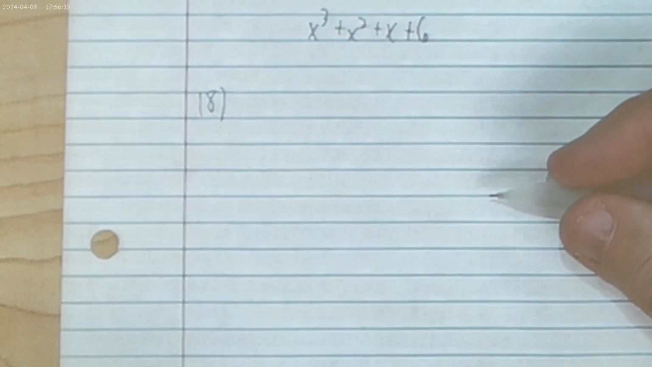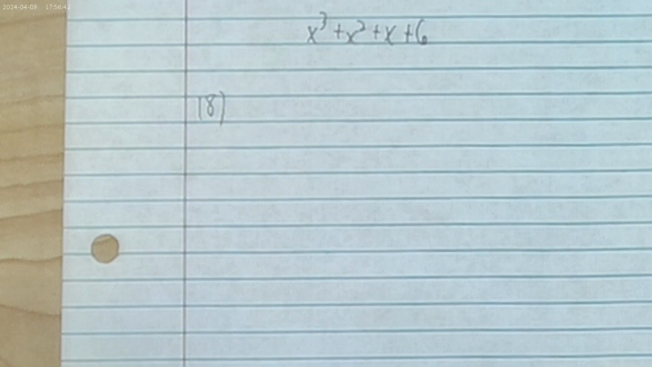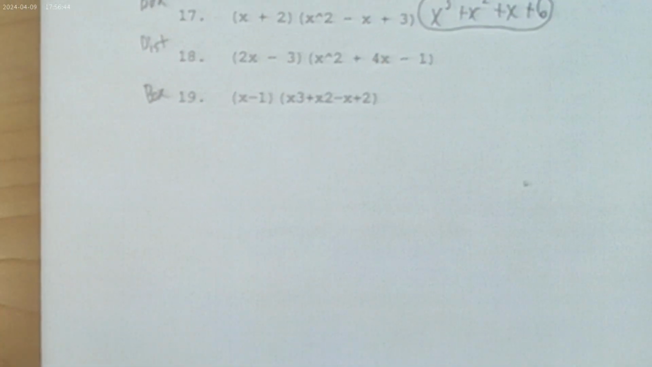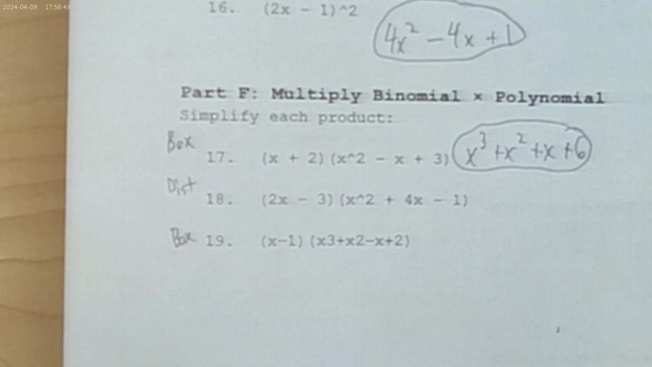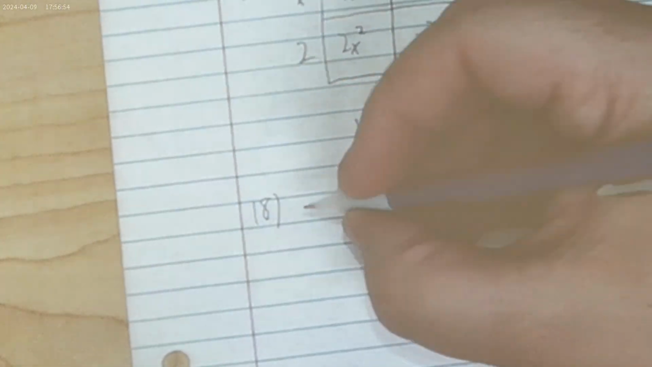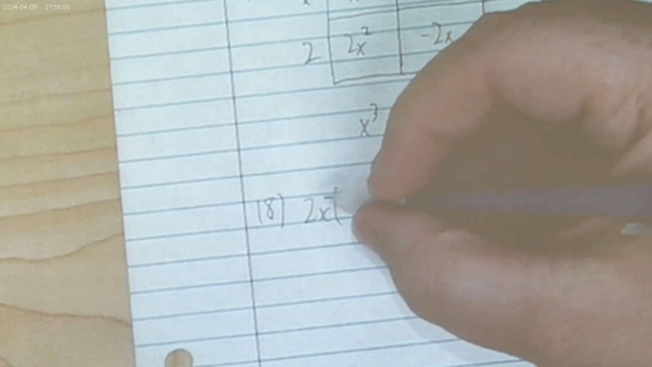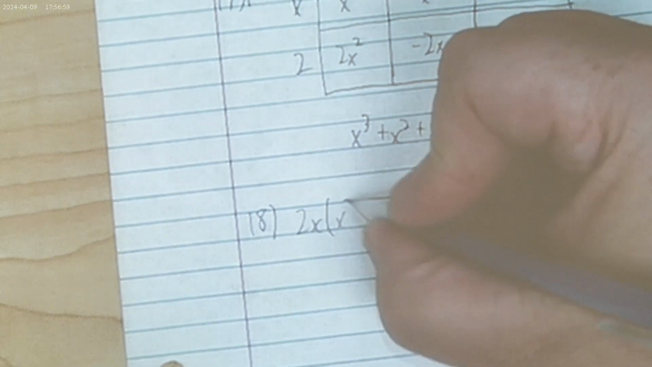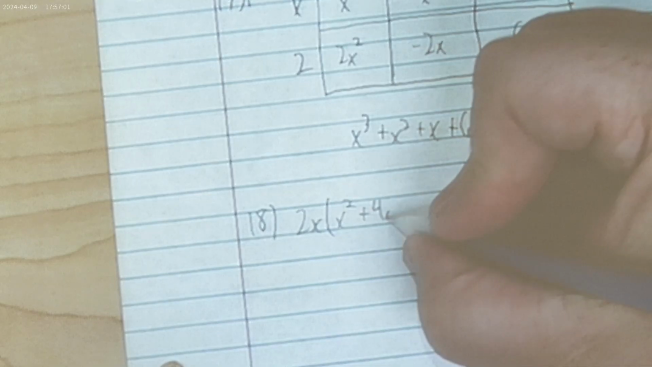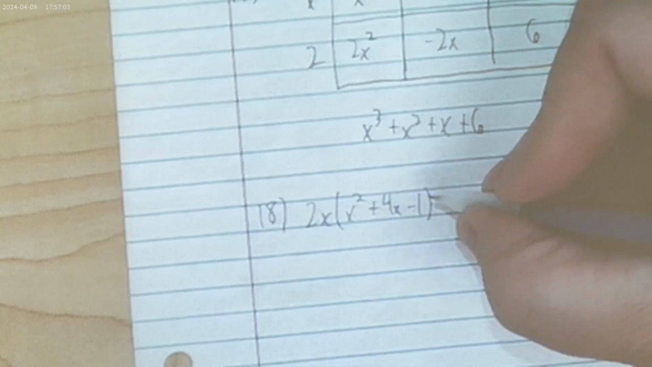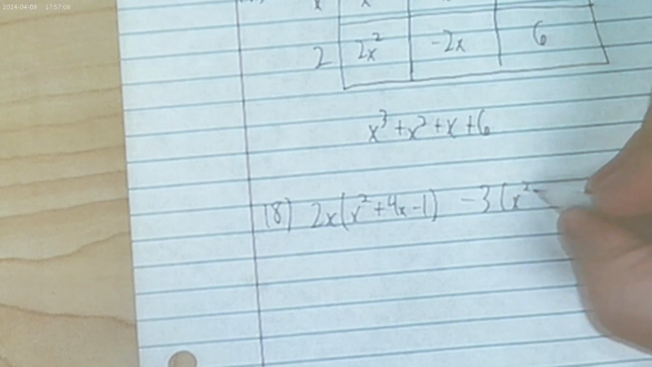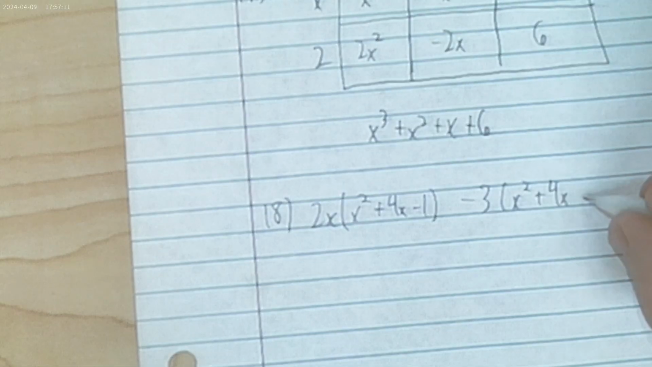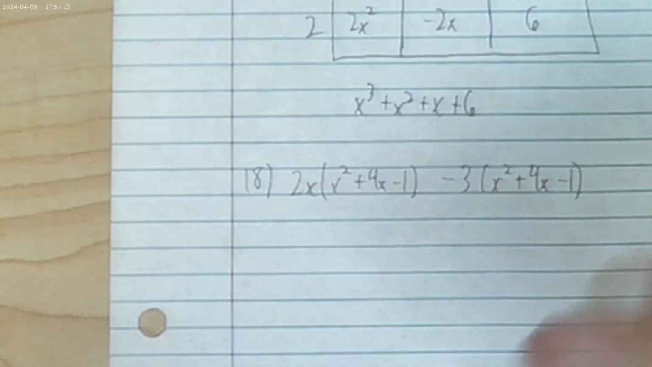All right, let's see. So for number 18, I'm going to do this the old distribution way. So for number 18, I've got 2x minus 3 times x squared plus 4x minus 1. So that's going to be 2x times x squared plus 4x minus 1. And then that's going to be minus 3 times x squared. I don't know why I'm looking at the other paper because I've got the thing right here. Okay.